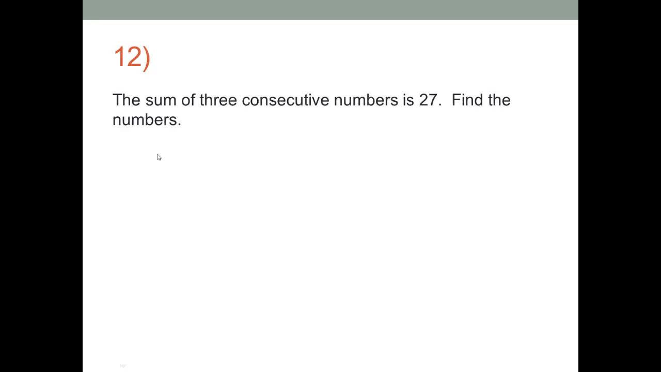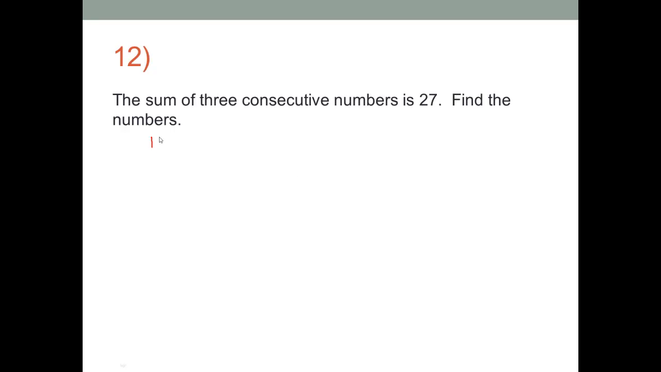Alright, the first one is similar to number 12 from your pre-test. It says the sum of 3 consecutive numbers is 27. Find the numbers. Well, we're finding the numbers. We don't know what the numbers are. That's why we use algebra. That's why we have variables.